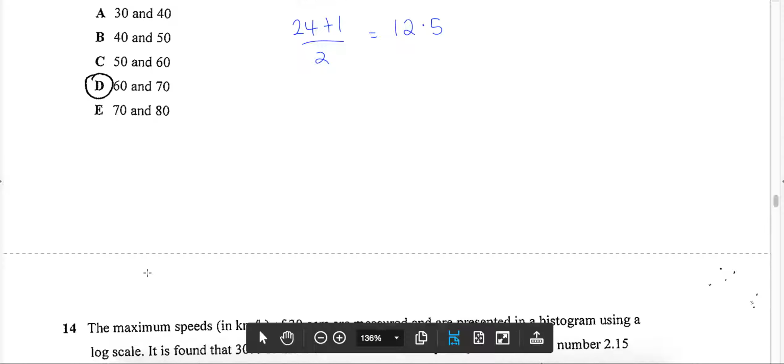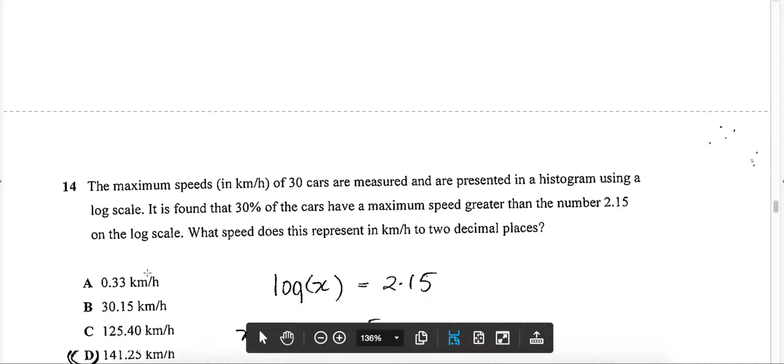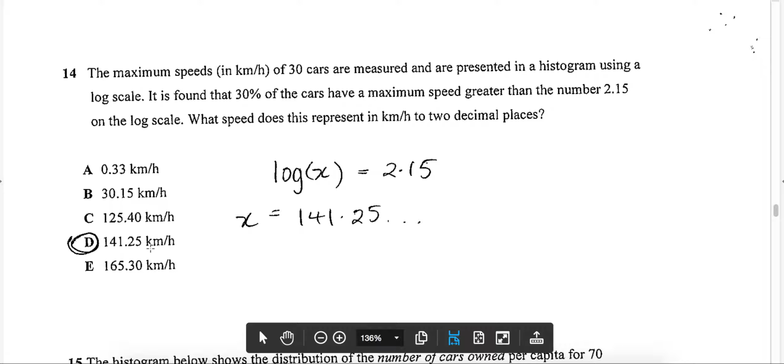And that's what we have to do with a histogram, is we don't know exactly what the value is. We only know where roughly it's located.